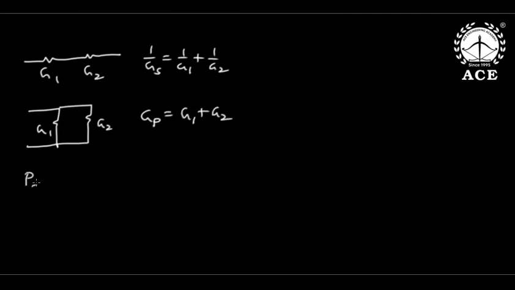Again, power absorbed by conductance. It is either voltage into conductance into current through conductance, or it is I square by G, or it is V square into G. I am putting a suffix for voltage and current to stress that it is the elemental voltage and current I am talking about.